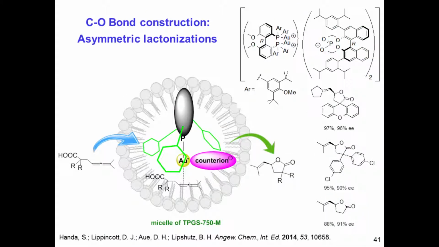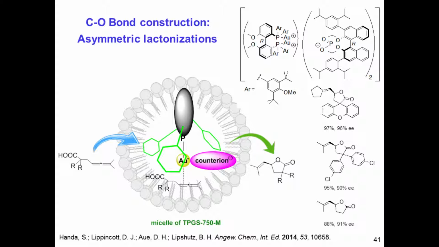We also, earlier this year, through the work of a fabulous postdoc, Sachin Honda, working with Dan Lippincott, and my colleague Don Owie, who did many of the calculations for this study, we can make carbon-oxygen bonds in the asymmetric series. And so here what we're doing is we're taking allenic acids and converting these into the corresponding non-racemic lactones. But the key take-home lesson here has to do with the catalyst.